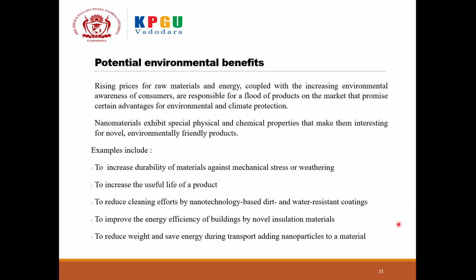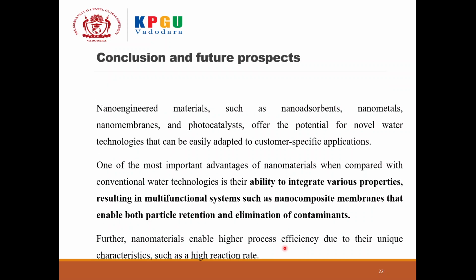Nanomaterials exhibit special physical and chemical properties that make them interesting for novel environmentally friendly products. Examples include: to increase durability of material against mechanical stress and weathering, to increase the useful life of a product, to reduce cleaning efforts by nanotechnology-based dirt and water resistant coating, to improve the energy efficiency of buildings by novel insulation material, to reduce weight and save energy during transport, adding nanomaterial or nanoparticles to a material.